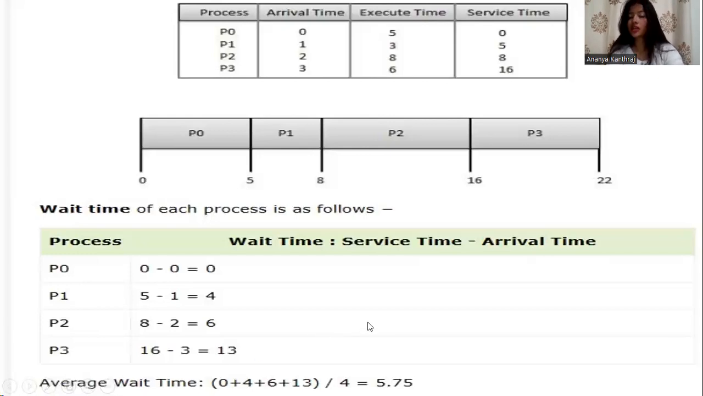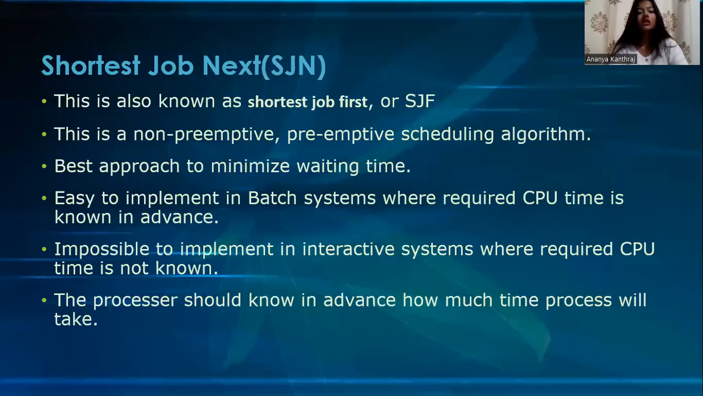The average waiting time is the sum of all the waiting times of the given processes, which is 0 plus 4 plus 6 plus 13, divided by the number of processes. P0, P1, P2, and P3 are 4 processes, and hence the division gives you an answer of 5.75. Let's look into the second algorithm, which is the shortest job next algorithm.